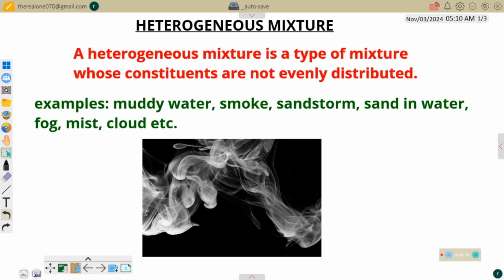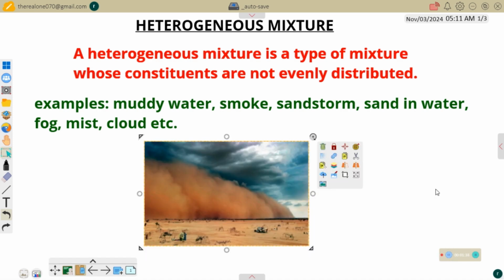Next, we have sandstorm. Now, consider the sandstorm. Over here, we have more sand particles, while some parts are containing less sand particles. This shows that the particles are not evenly distributed. And this is a good example of heterogeneous mixture.